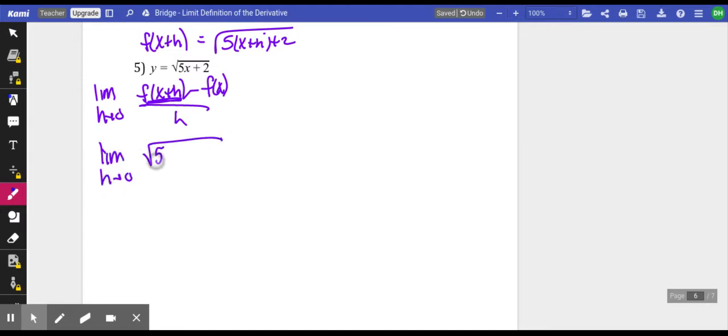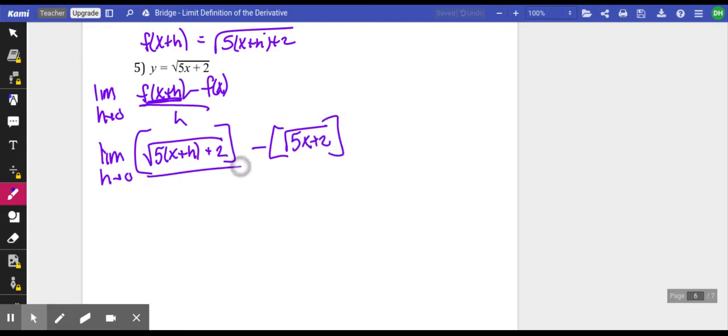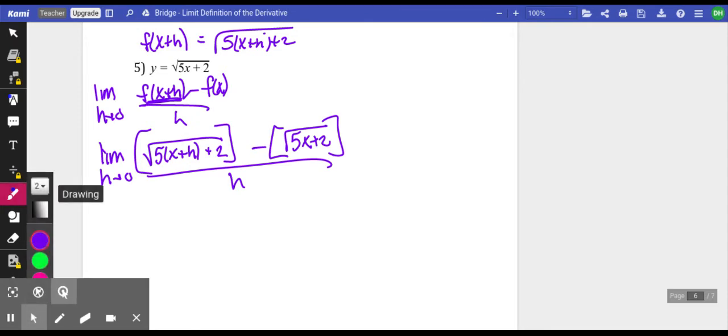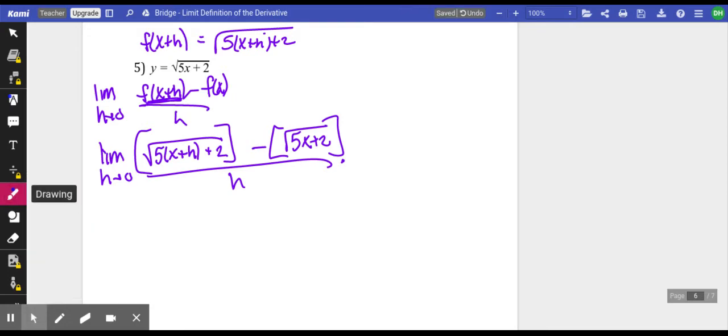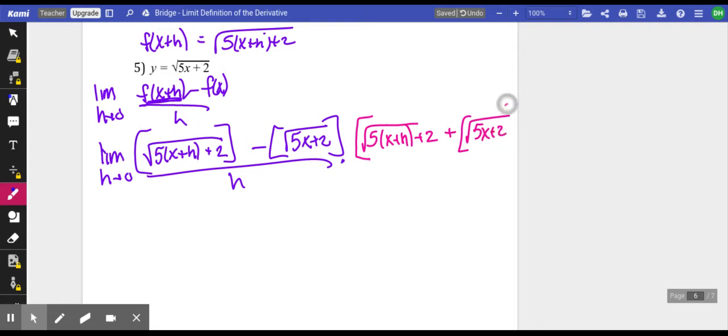All right, so remember how I said keep things nice and neat. The square root of 5 times x plus h plus 2 minus the f of x function, so I'm going to put that in a bracket, minus f of x, which is the square root of 5x plus 2, all over h. So do you notice all these radicals? That's going to bring back our old friend, the conjugate method, to clean this up. So I'm going to multiply carefully the top and bottom by the conjugate of the radicals. So I'm going to multiply the square root of 5 times x plus h plus 2. And the conjugate would now be plus the square root of 5x plus 2. And I need to do that to both the numerator and denominator.